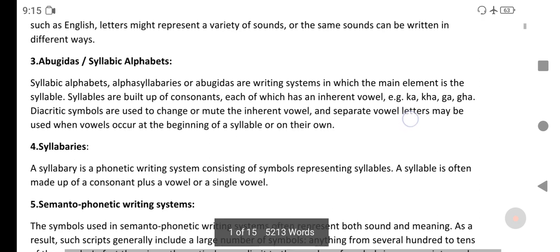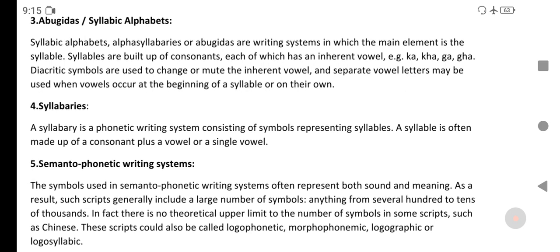Syllabaries. The fourth type is syllabaries. A syllabary is a phonetic writing system consisting of symbols representing syllables. A syllable is often made up of a consonant plus a vowel or a single vowel.